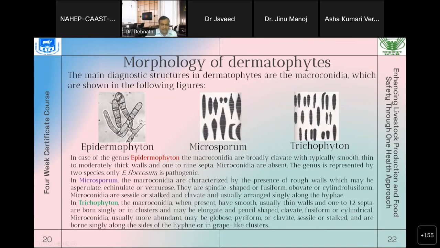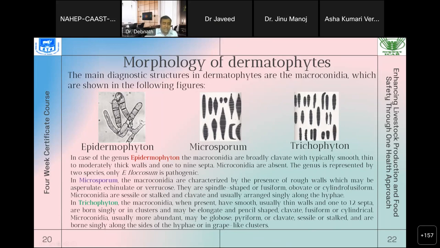You can see in the left side picture, these Epidermophyton macroconidia are very broad at their end, with typically smooth, thin to moderately thick walls, and within them septation is there. These are the septations. And regarding microconidia, in the case of Epidermophyton, you will get no microconidia. There is no microconidia. The real picture we will see in the next few slides.